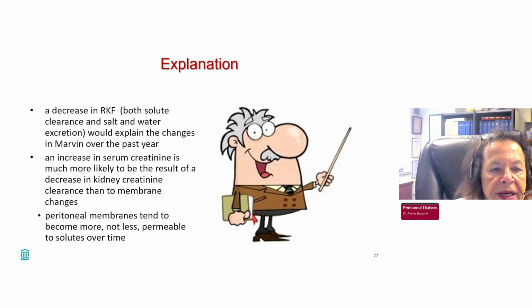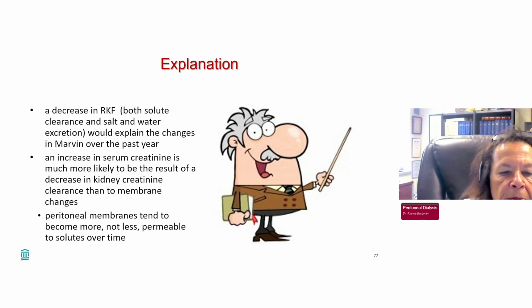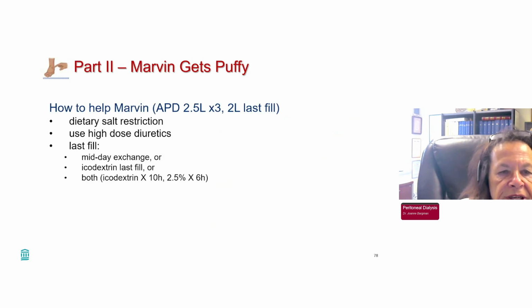The explanation being that a decrease in creatinine clearance would explain the increase in serum creatinine, and also the decrease in urine volume would explain the volume overload. Because peritoneal membranes tend to become more, not less, permeable to solutes over time. You can't say that there's been some sort of block in transperitoneal creatinine transport. That really doesn't happen. So if you see serum creatinine going up over time, 9 times out of 10, it's because the renal creatinine clearance is decreasing.